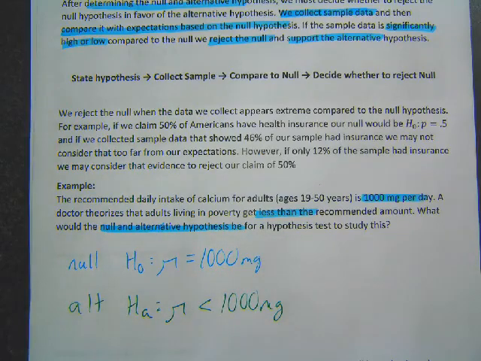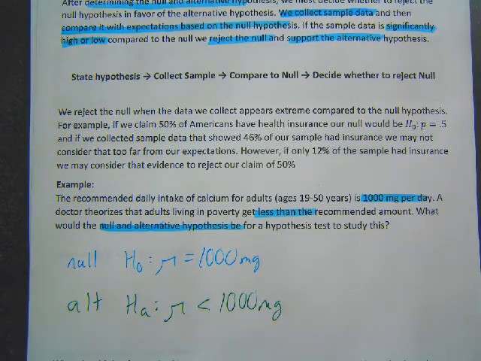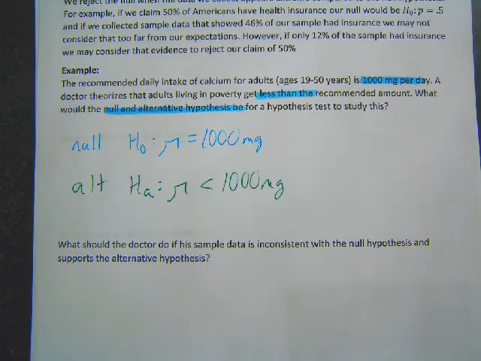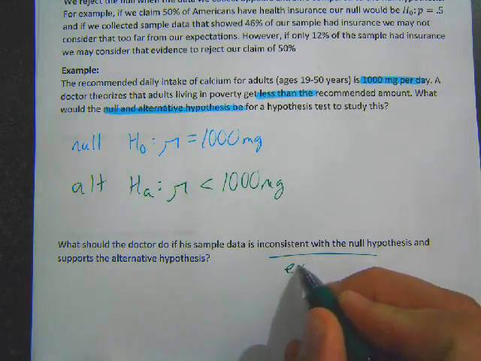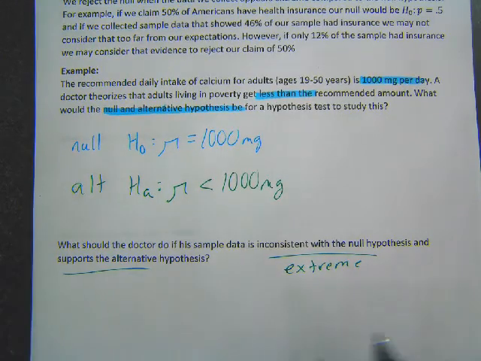He's trying to see, can I test it with the hypothesis test, and verify that the alternative is actually more accurate, that the null is not really accurate. So what should the doctor do if he goes and collects his sample data and it is inconsistent with the null? Inconsistent with the null, that's another way of saying that it is extreme. So it's extreme and it supports the alternative. So this means the value he got is a lot less than 1,000. So maybe he only got like 900 or 800 milligrams, not 1,000 milligrams like the null says.